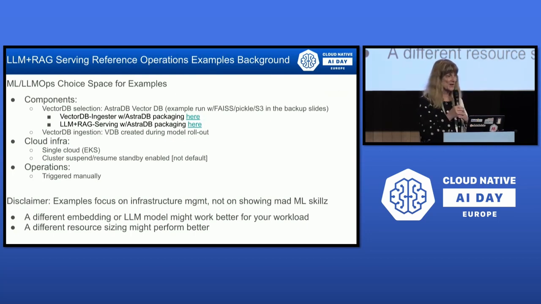We chose to run our examples on a single cloud, which is EKS, and we chose to enable a feature of the Nova cluster scheduler, which is cluster suspend resume standby. This feature is not on by default, and you don't have to use this feature if you don't want to. But what this feature does is, if a cluster is idle for an extended period of time, it basically spins it down, meaning it cycles all of its non-control plane parts of the cloud to 0 resources. So it's basically making things a little greener. If you're already paying for those resources, you might not care if they're powered up or not, but at least you're not burning that power.